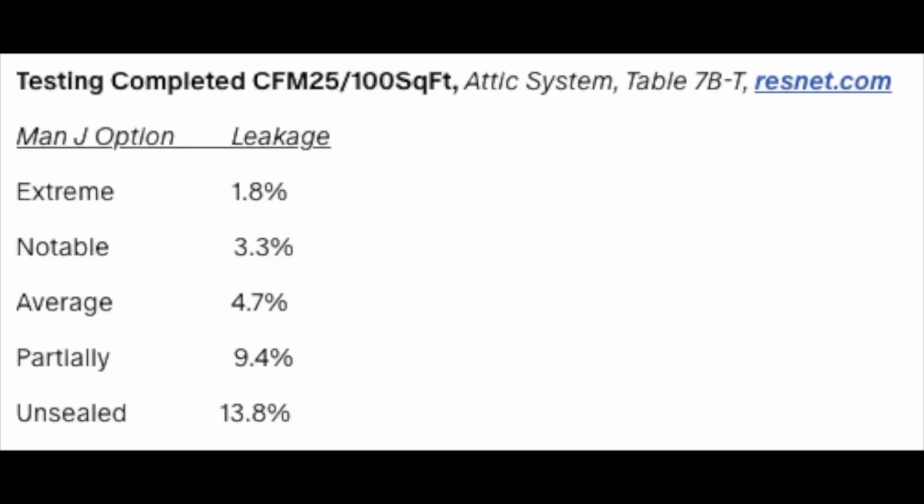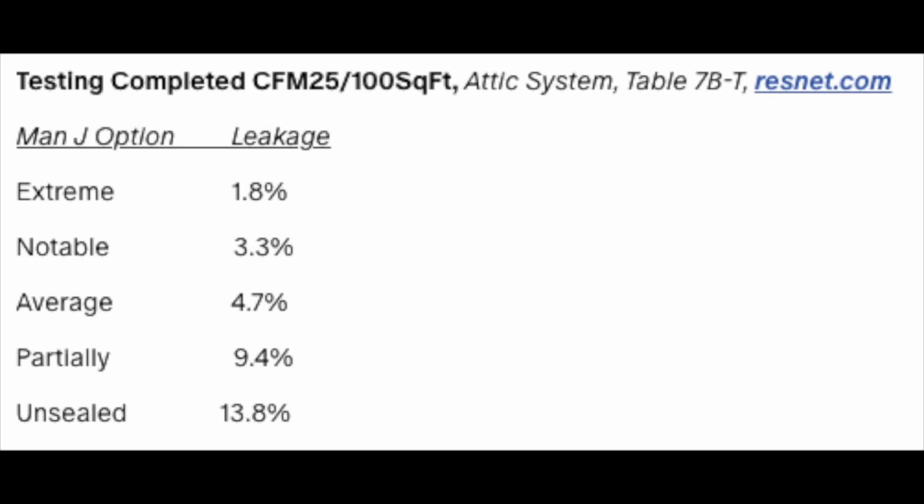If you're completing a load calculation, choosing the correct conditions is paramount to calculating the correct heat loss and heat gain. Since most people can easily identify the location, the layout, and R value, the unknown, unless you measure it, or even if you do, is what to select for leakage. Here's a great translation that's based on Table 7BT and ResNet. It's the testing completed CFM 25 per 100 square feet for an attic system. Table 7BT is listed on resnet.com.